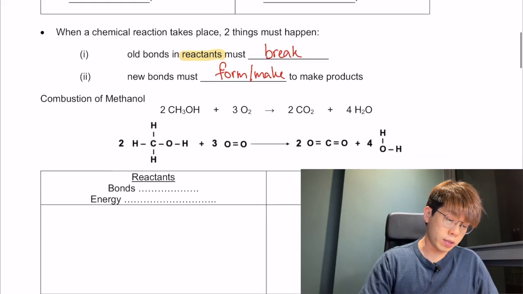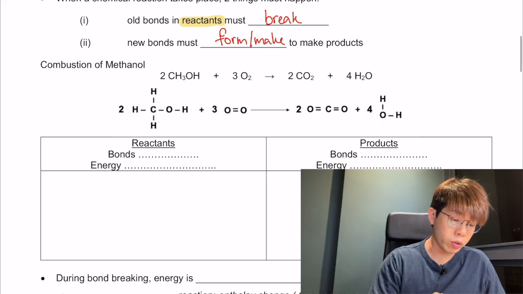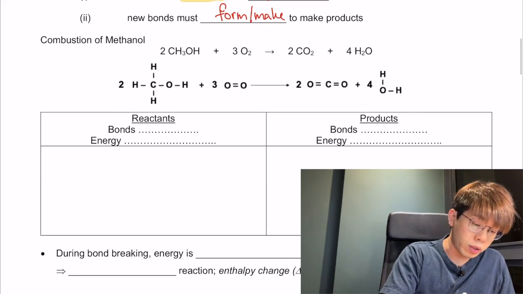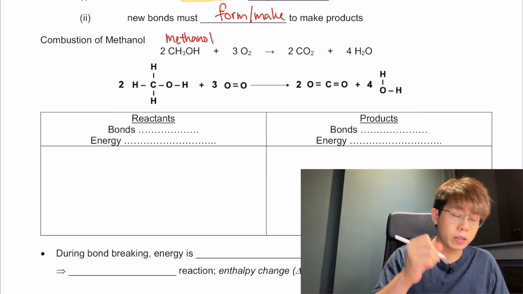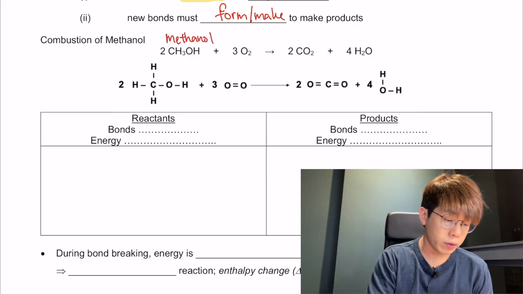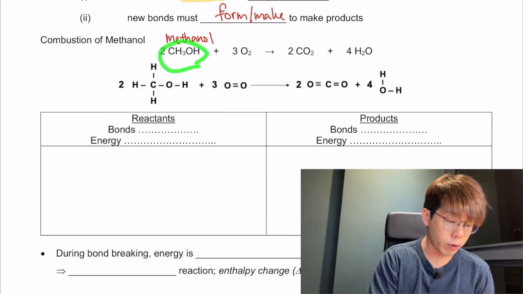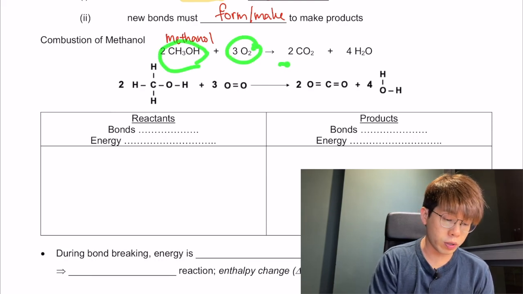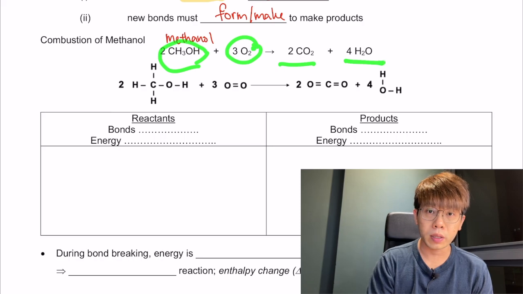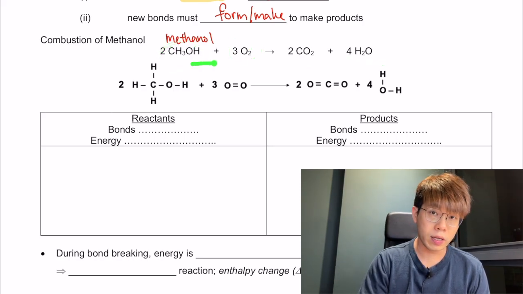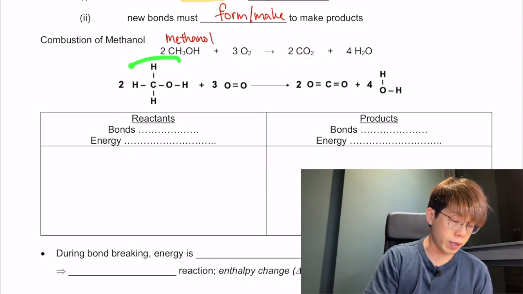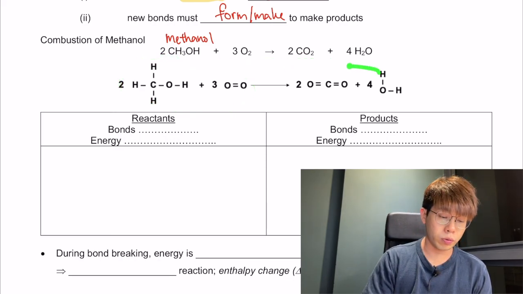So let's look at this case, okay? Let's look at this scenario. This scenario shows what we call methanol. This is the combustion of methanol, the reaction of methanol with oxygen to produce carbon dioxide and water. When I balance the chemical equation, it will be as such. So let's take a look at the reactants and then the products.